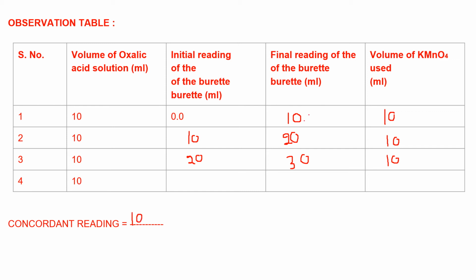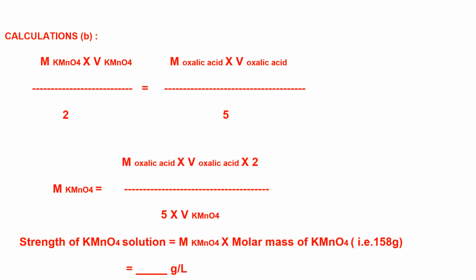Suppose you get 10.1 here, so the difference would be 10.1, right? And here initial would be 10.1. Then suppose I get 20.1 here, again the difference is 10. Here I have 20.1, here I have 30.1, again the difference is 10. So once I get two concordant readings, I can note that down and do the further calculations, but at least 3 sets of the titration you have to carry out.